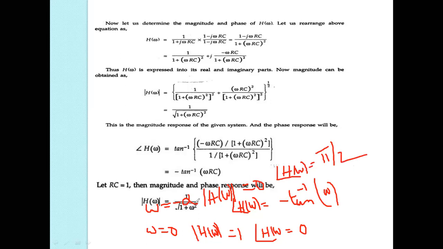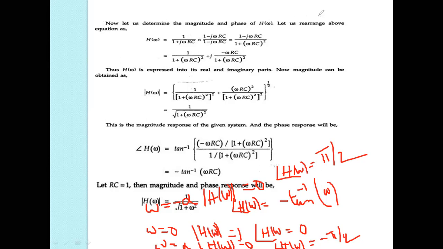Okay, that is for minus infinity. Let us see omega equal to infinity. Again, the magnitude of H of omega is 0, because 1 by 1 plus omega with omega infinite is 0. 1 by infinite is nothing but 0. What is the angle here? The angle of H of omega is equal to, now it is plus infinity, tan inverse infinity is 90 degrees, and with the minus, so minus pi by 2. So we got, at omega equal to 0, the magnitude is 1 and the angle is 0. And at omega equal to infinity, the magnitude is 0 and the angle is minus pi by 2.